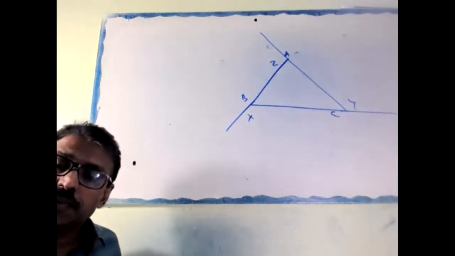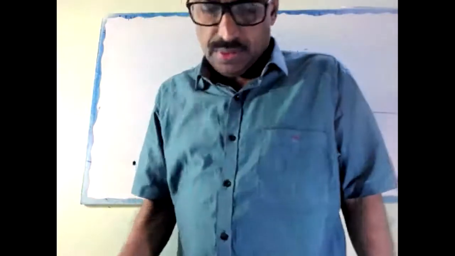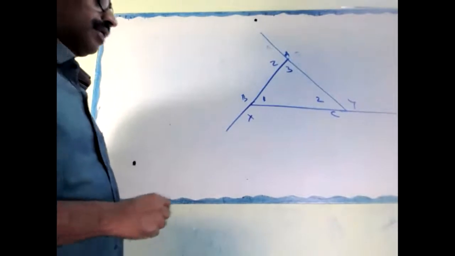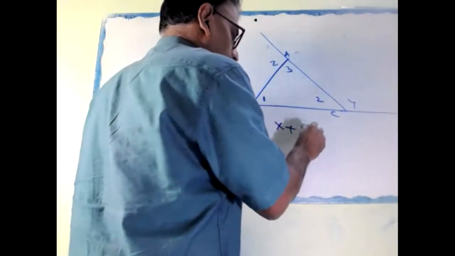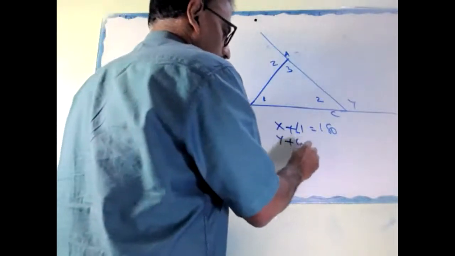Okay, find X plus Y plus Z. Yes, Akshaya, this is a star question, okay? Look at here, if not getting. I'm calling this 1, 2, 3. X plus angle 1 equal to 180 degrees, linear pair. Y plus angle 2 equal to 180 degrees.